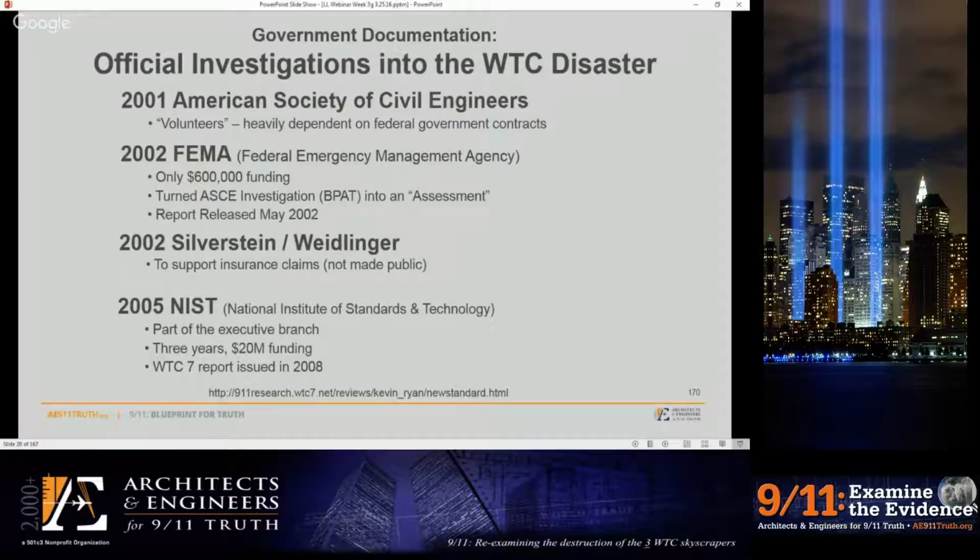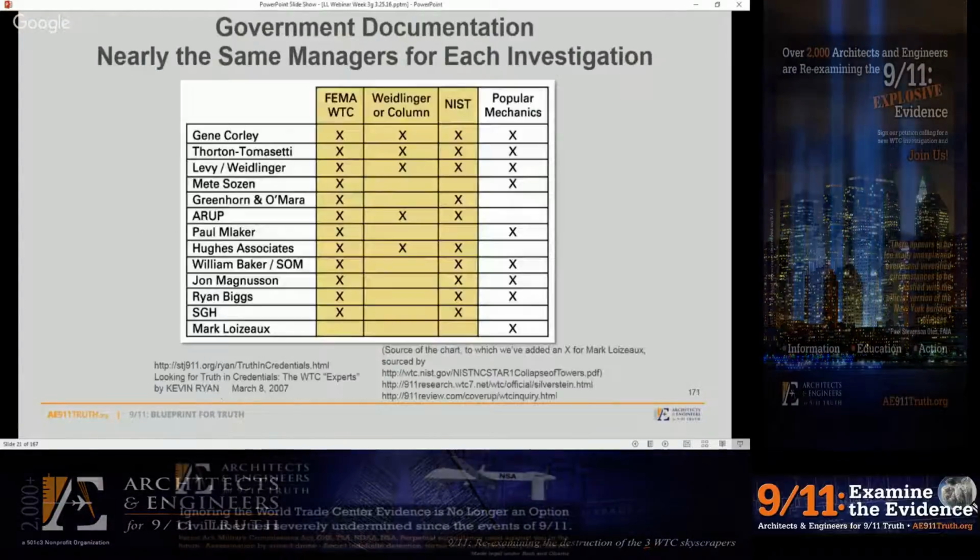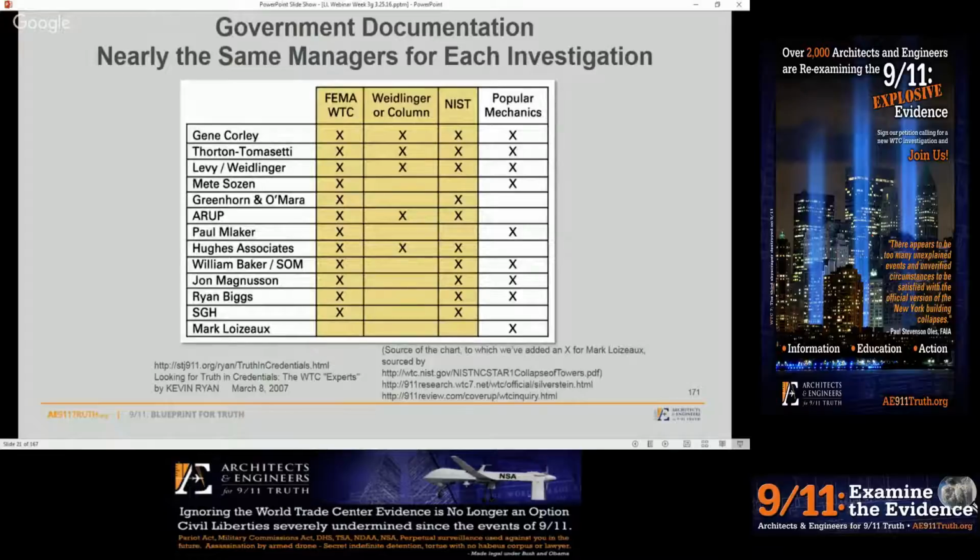2005, we finally have the final NIST report on the Twin Towers. They had $20 million of funding. It took 3 years, and we'll be looking at their conclusions. What's interesting to note here is that through each of these series of reports, we have some of the main characters who started right off from the bat with the original volunteers into the FEMA report and on into the NIST report, and even those who guided the Popular Mechanics response to those who were questioning the official story. So these are not independent reports by any measure. So that's important for us to note.